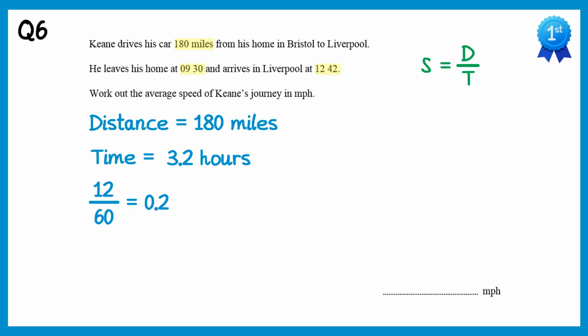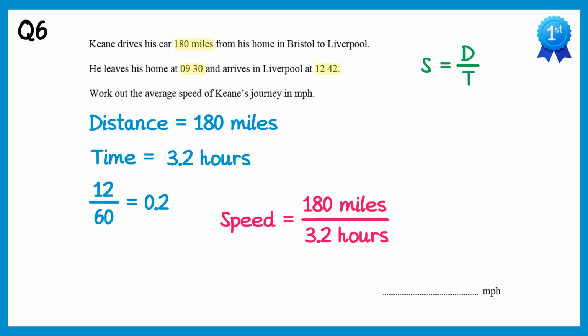We can now do the calculation, so it's distance divided by time. The distance is 180, divide by the time 3.2, and this will give you a speed of 56.25 miles per hour.